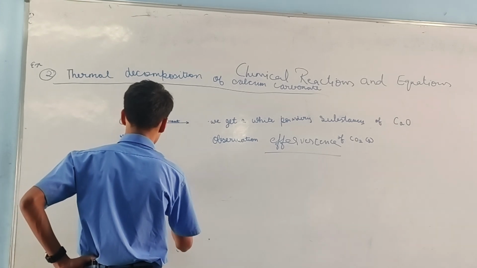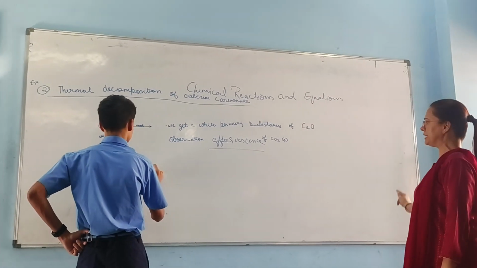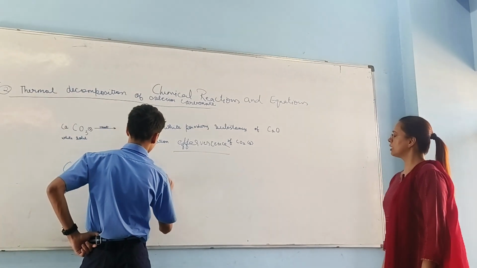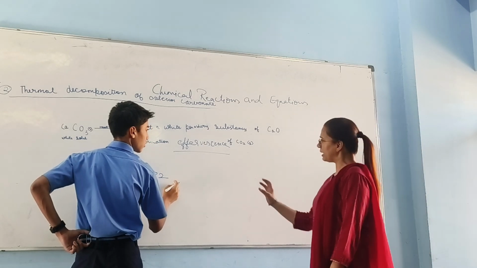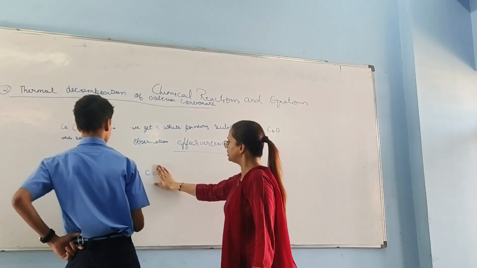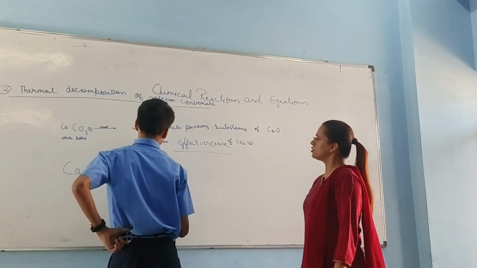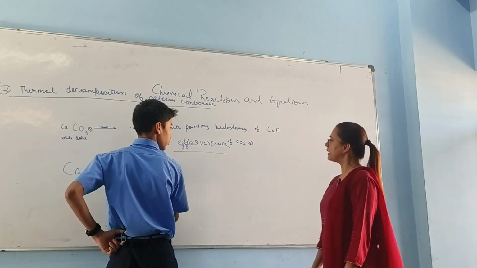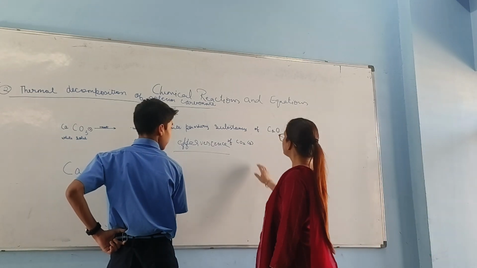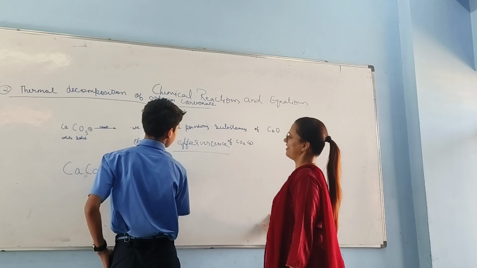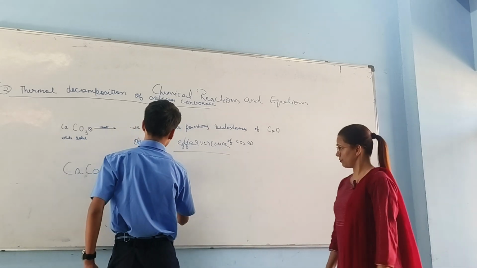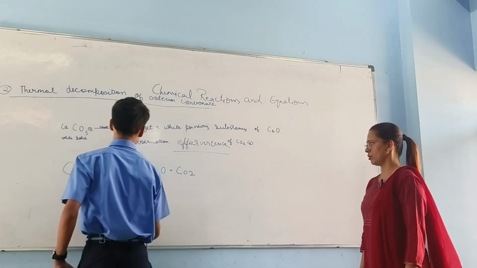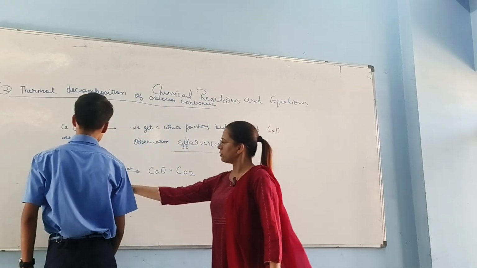Calcium carbonate when heated gives. Okay, but first we will write the main component. This is released afterwards. We'll write it afterwards. It's not wrong, but first, what do we get? What did we get first? Calcium oxide. Yes. Plus CO2. Right. Now, this is calcium carbonate.